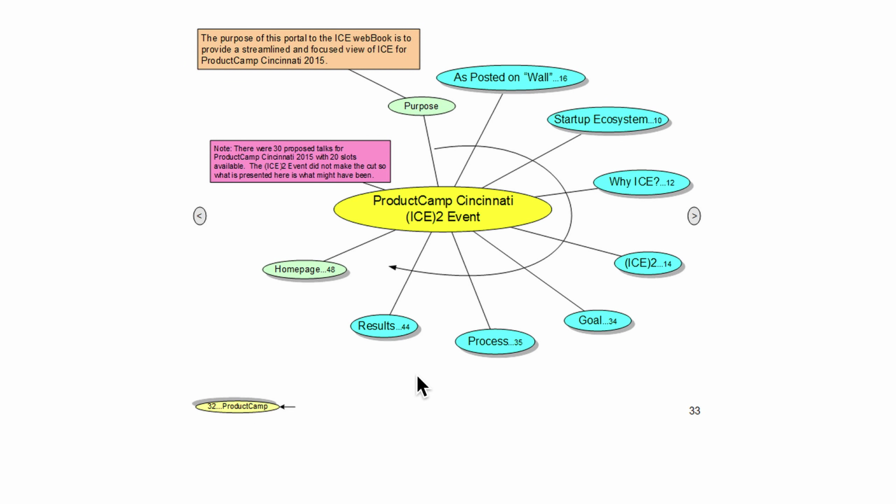So that's what's going to be happening, or what would have happened at ICE Squared at ProductCamp Cincinnati. We'll be pursuing that through other avenues to see if we can make something like this happen.